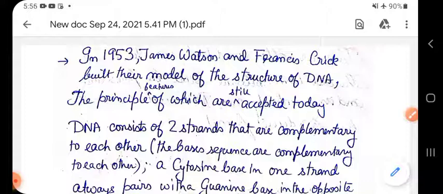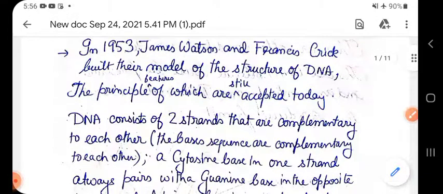As given in these notes, there was some evidence to prove that DNA is replicated in a semi-conservative manner. So let us see what is given in these notes. In 1953, James Watson and Francis Crick built their model for the structure of DNA, the principal features of which are still accepted today.